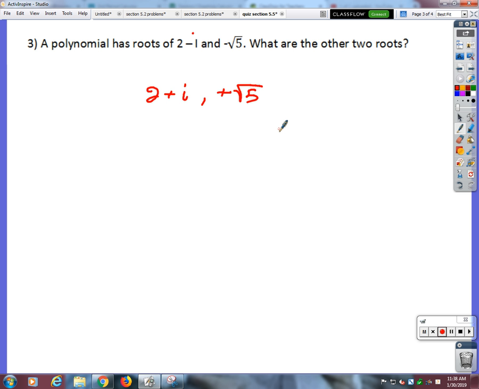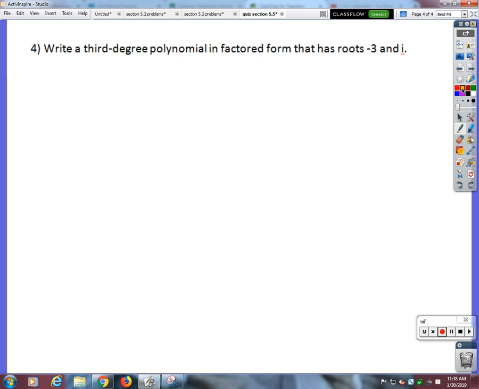Okay, that's why we're retaking it in a second. All right, and then the last one is not much more difficult than number 3. We're told that it has roots negative 3 and i, but if i is a root, what is another root? Negative i. Okay, so these are the three roots.